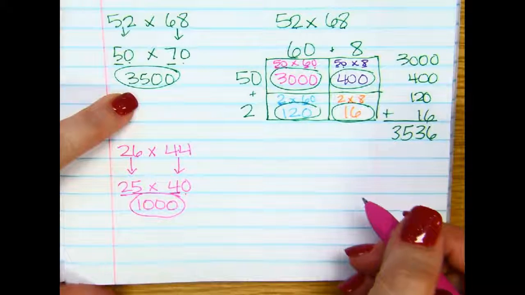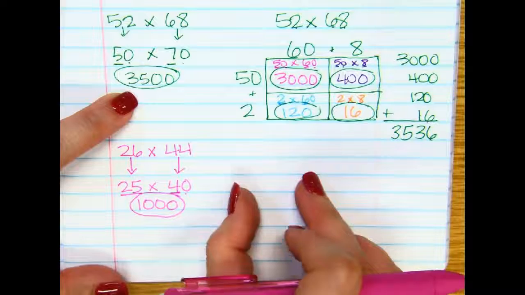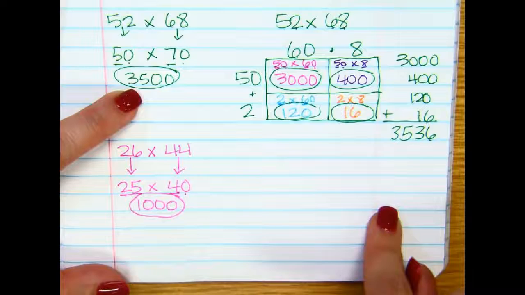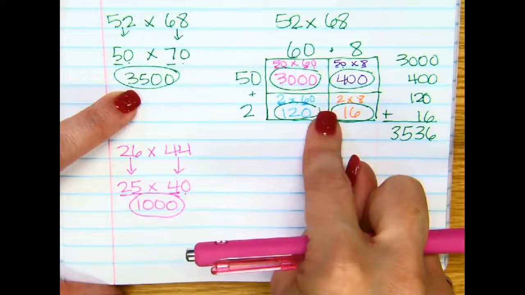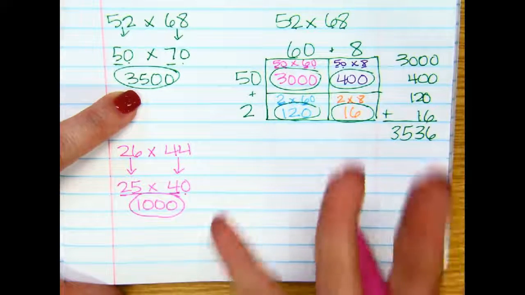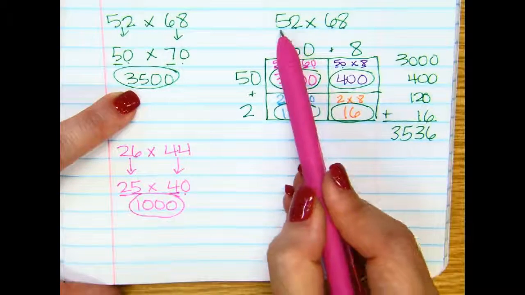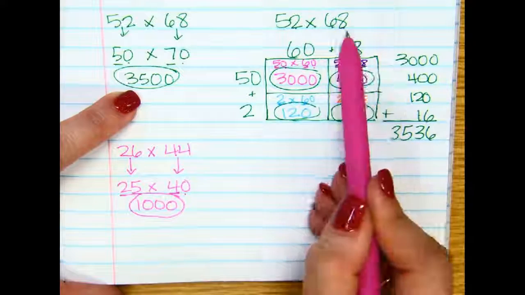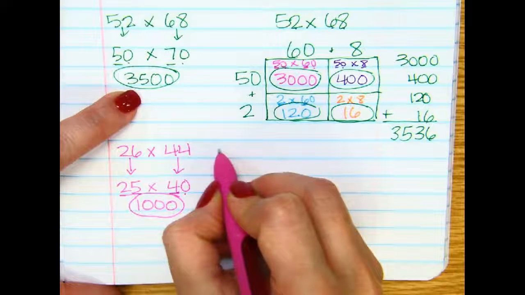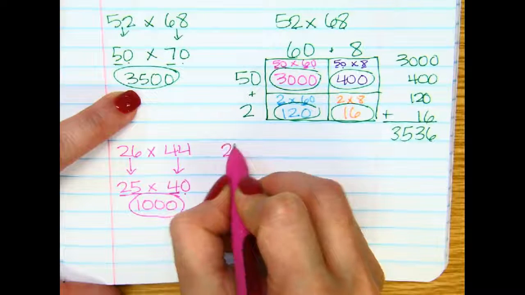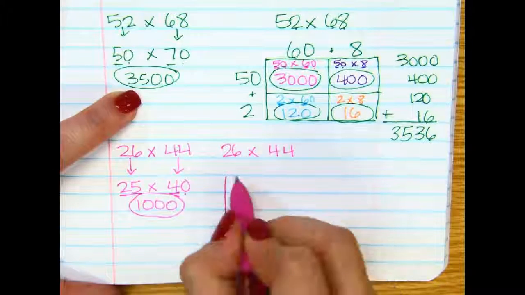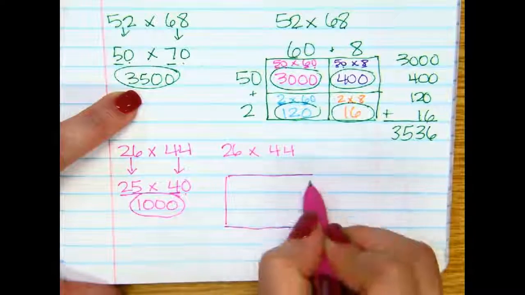So let's set it up using our box method. And this time, I'm going to show you, the parents, how this actually relates to a traditional multiplication problem. All the box method does is separate it out and show how we are multiplying, and that we really are multiplying the value of each digit times the value of each digit in the other factor. So let's set this up. I'm going to move it over a little closer. So we have 26 times 44, which I will rewrite here.